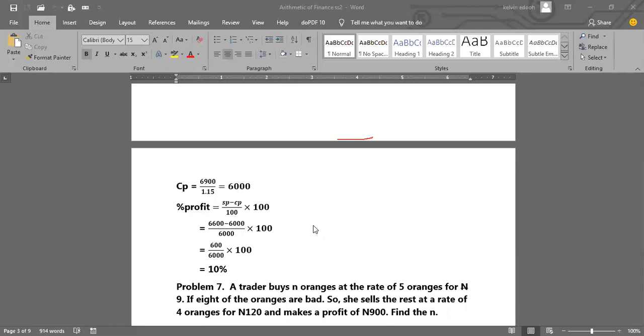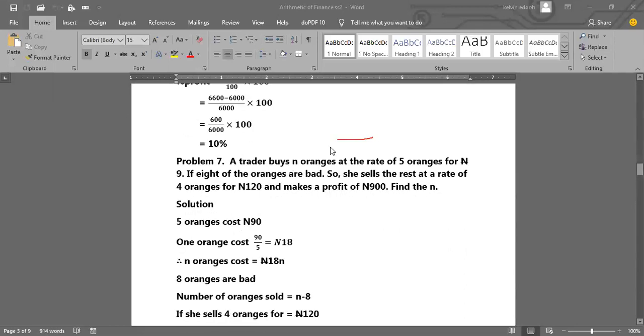10%. Now, the second question, question 7. Please, we're about to enter some tricky questions now. Now look at this question.